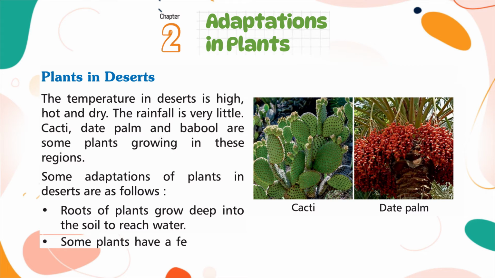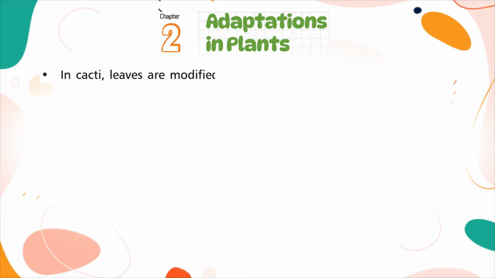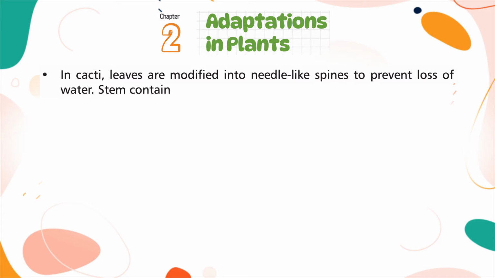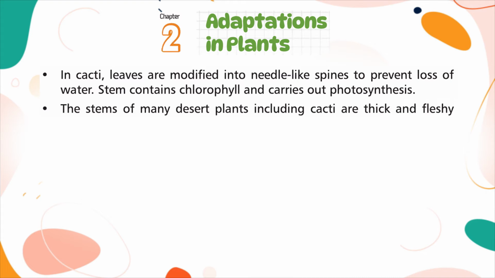Some plants have a few small leaves, and some have none at all. This prevents the plants from losing water through their leaves. In cacti, leaves are modified into needle like spines to prevent loss of water. Stem contains chlorophyll and carries out photosynthesis. The stems of many desert plants, including cacti, are thick and fleshy and can store water. Cacti, date palm.